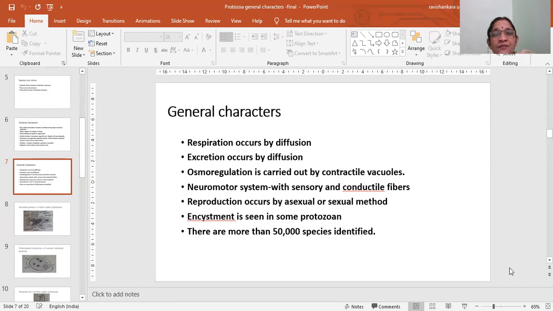Certain unfavorable conditions of the environment are withstood by these protozoa by encystment. A cyst is formed around the cell to protect themselves, and within that they will multiply by asexual means and release the young ones when favorable conditions approach. This method of reproduction is also observed in certain protozoa.